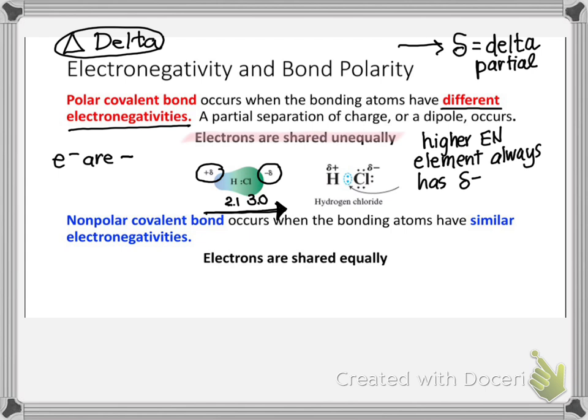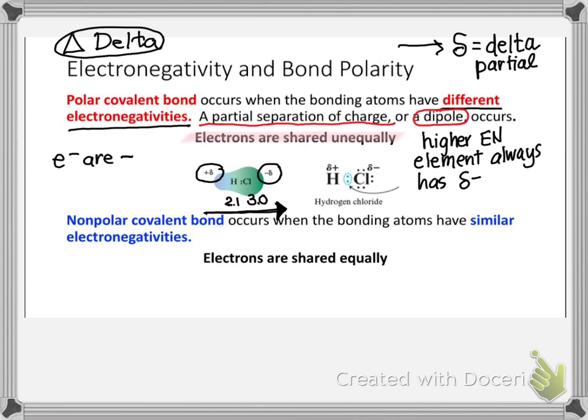Now, when you get that plus and minus, here are some words for us. We create a partial separation of the charge, which is called a dipole. So the separation of the charge simply means that there's a plus and a minus side. I feel like I'm starting to yell because I'm trying to make sure you understand. But there's always a plus and a minus side. That's just called a dipole. And that occurs when the electrons are not shared equally.